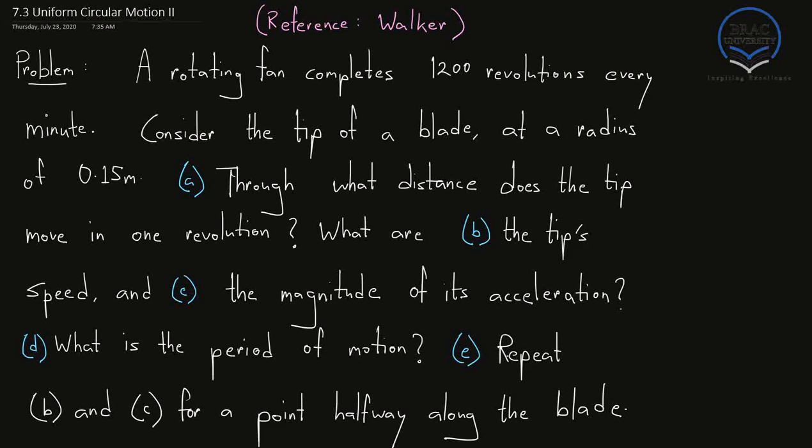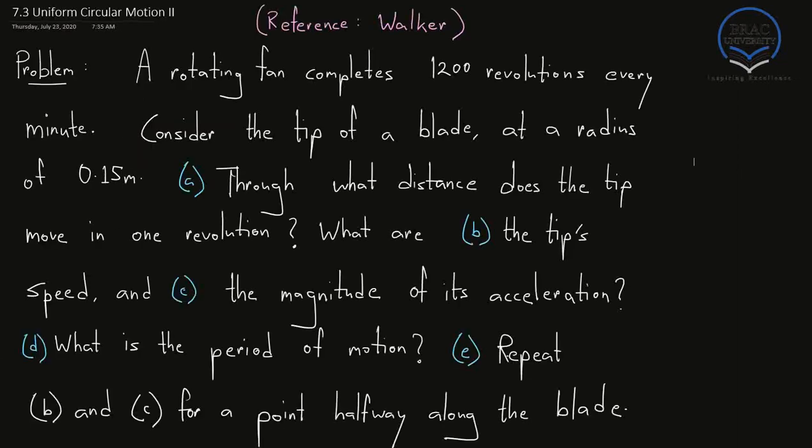Okay, so from the statement of this problem, we understand that we have a fan. Let's simplify that design. Let's say you have 3 blades of a fan. We only need to think of 1 blade. The blade has a length of 0.15 meters by the statement of the question, and the fan is rotating at some constant angular speed. What's the speed?